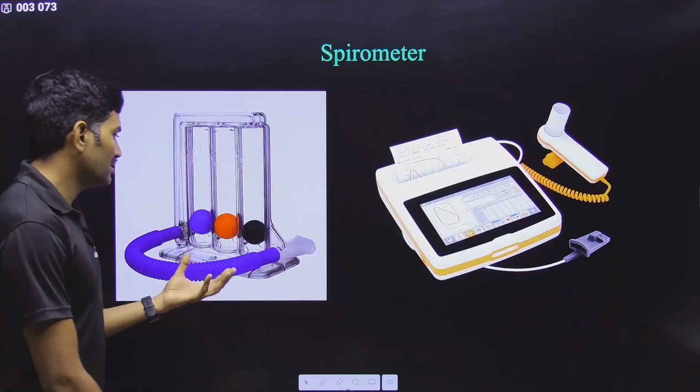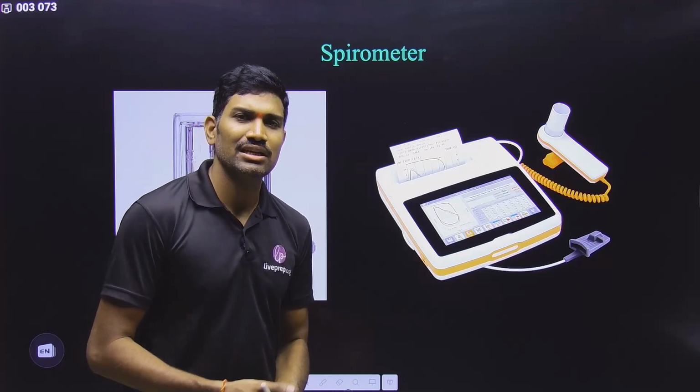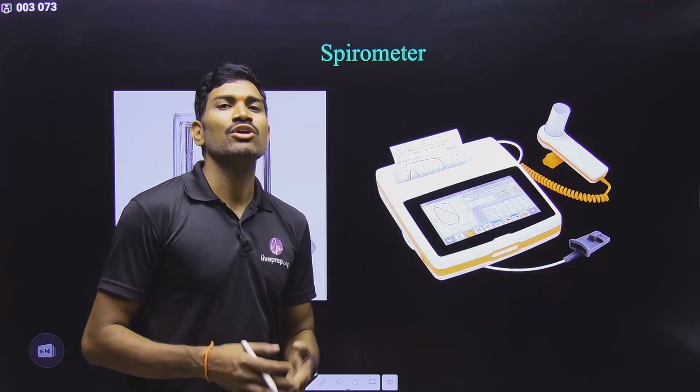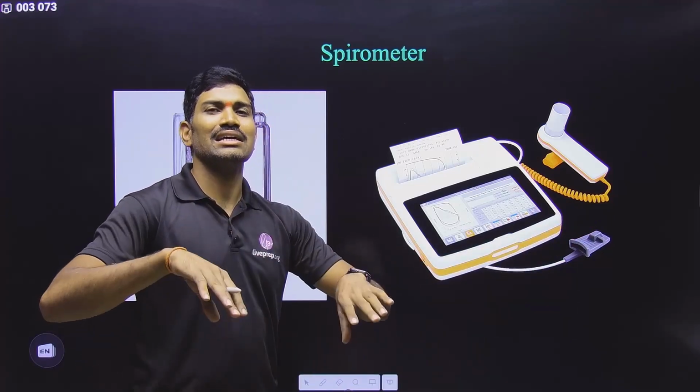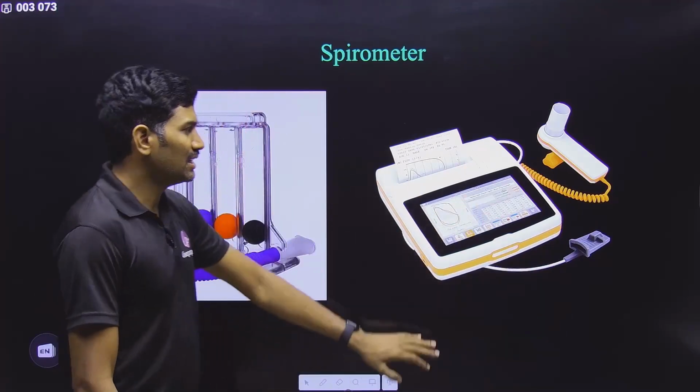Now the spirometer, this is a very simple type. This is the digital one. In this way many advanced versions are there. With the help of this we can calculate the volume of air we are taking in and going out. Not only this, many things are there. Those things we will see in the next lecture.